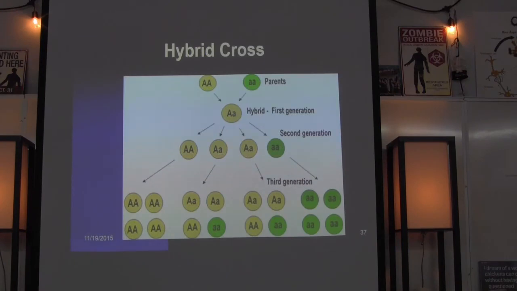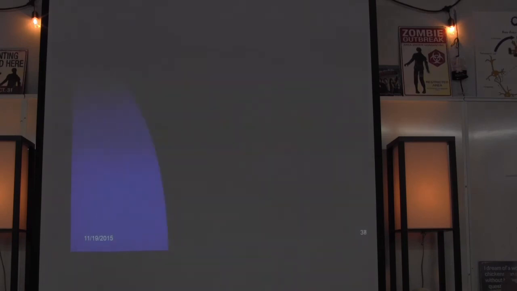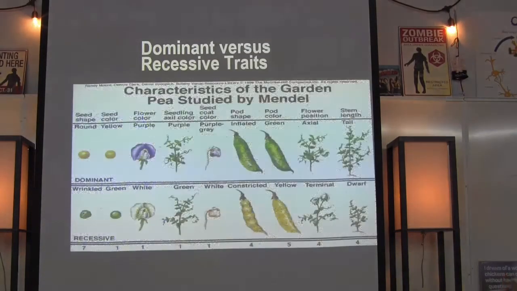And then reviewing the terminology we've already used. You have the parents, or the P1, then you got the F1, and then you have the F2. Like I said, that's as far as we go in this class, but obviously you go to F3 down here, and you can see it gets more and more complex. All right, so dominant versus recessive traits.